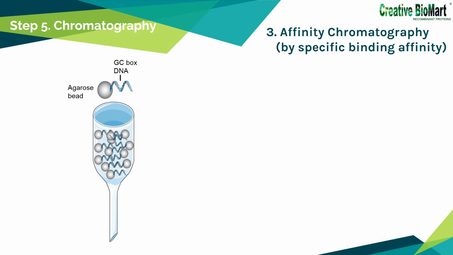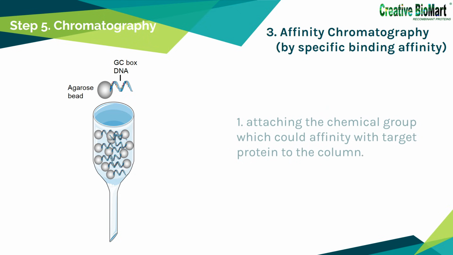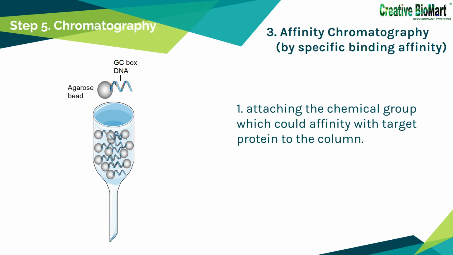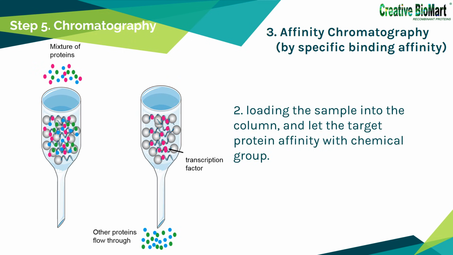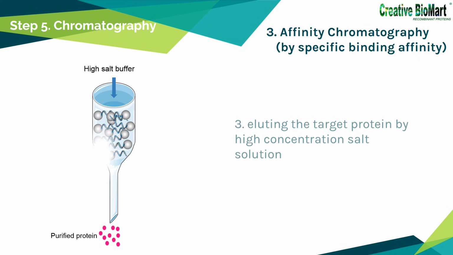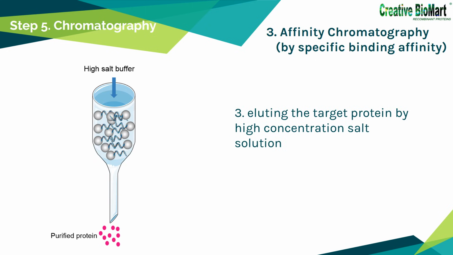In conclusion, affinity chromatography isolates the target protein in 3 steps. Firstly, attaching the chemical group that has affinity for the target protein to the column. Secondly, loading the sample into the column and letting the target protein bind to the chemical group. Thirdly, eluting the target protein by high concentration salt solution or another method to decrease binding affinity.